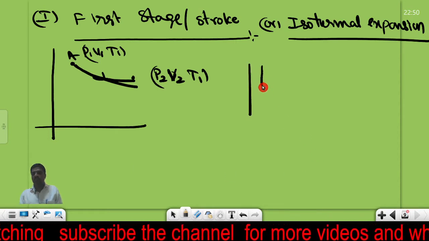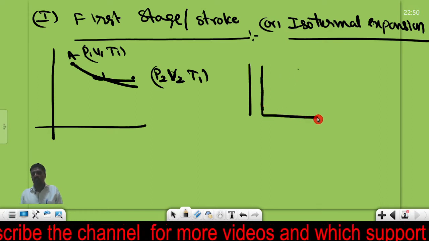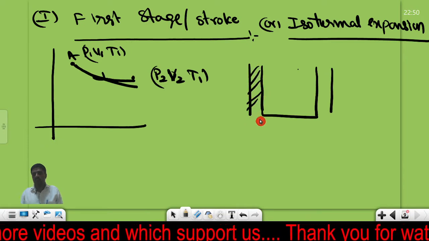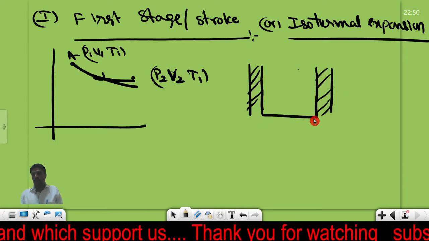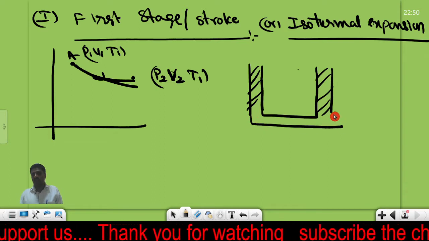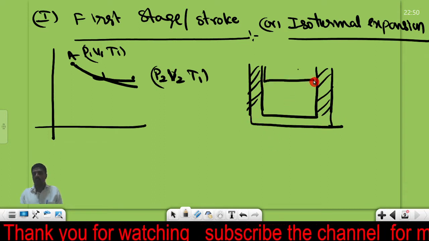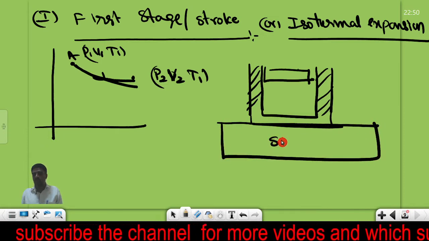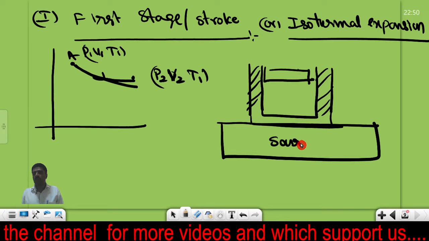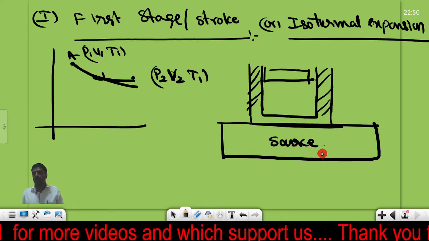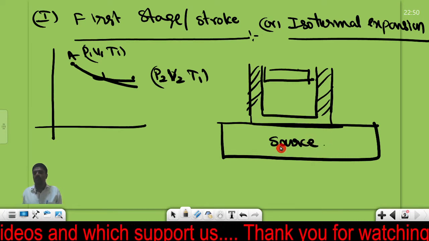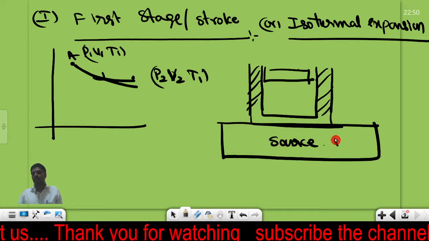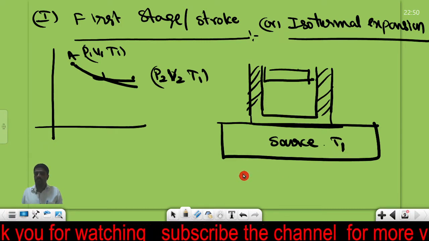So the cylinder has adiabatic walls on all sides. Only the bottom side of the cylinder has a conducting wall, so the cylinder is in contact with the source. The source is at a higher temperature, T1.